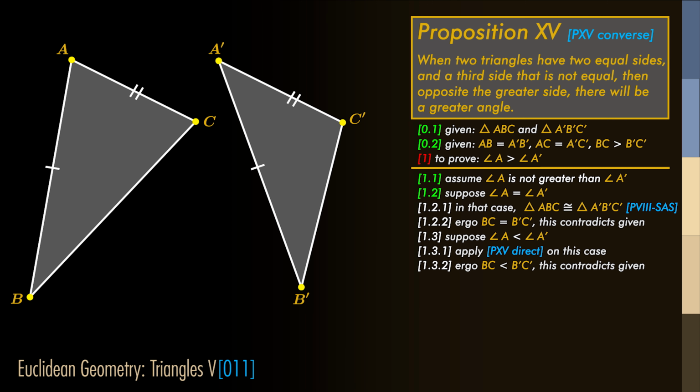On the one hand, if angle A were equal to A', then the two triangles would be congruent as a side angle side case, because they would have equal included angles between equal sides. And so in that case, BC would be equal to B'C', and that's not possible. On the other hand, if angle A were smaller than angle A', then BC is smaller than B'C' because of the direct proposition. And that's contradictory to the given. So angle A must be greater than angle A'.